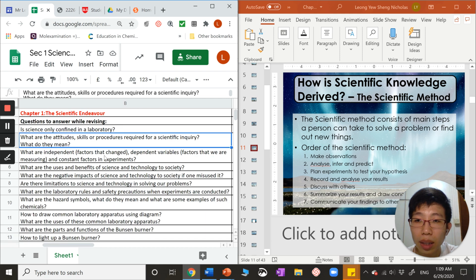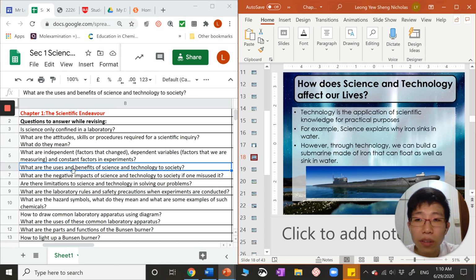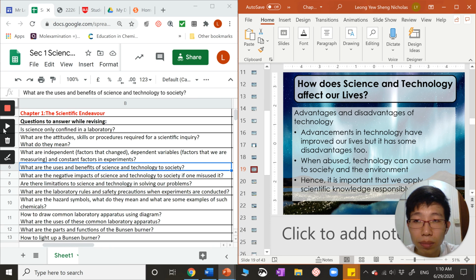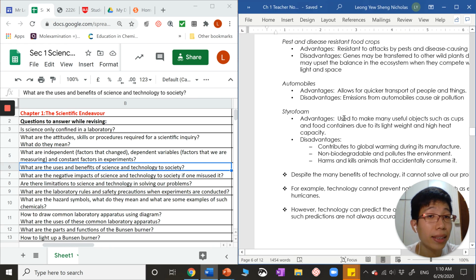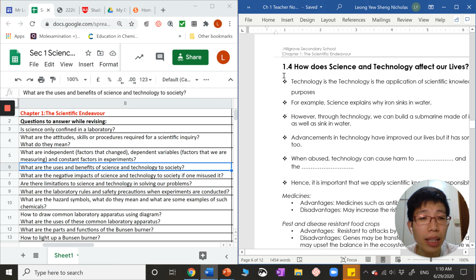And the next one, what are the use and benefits of science and technology to society? Okay, so for this point over here, what does it mean? It just means, what benefits can we get out of science and technology? So in your notes, on page 6, you realize that we have already given you the info on what are the advantage and disadvantage. So advantage, if you rephrase it, has a similar meaning of uses and benefits.